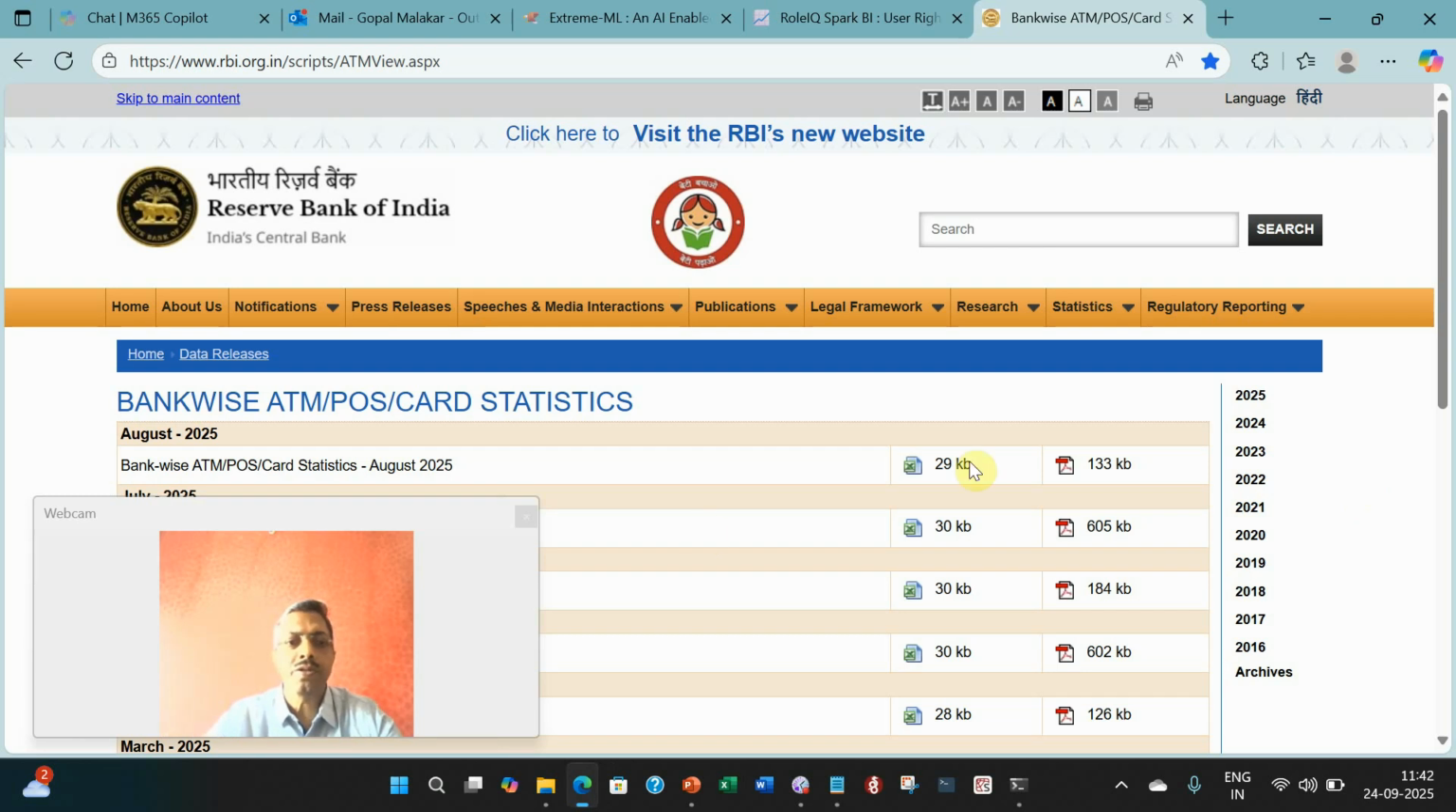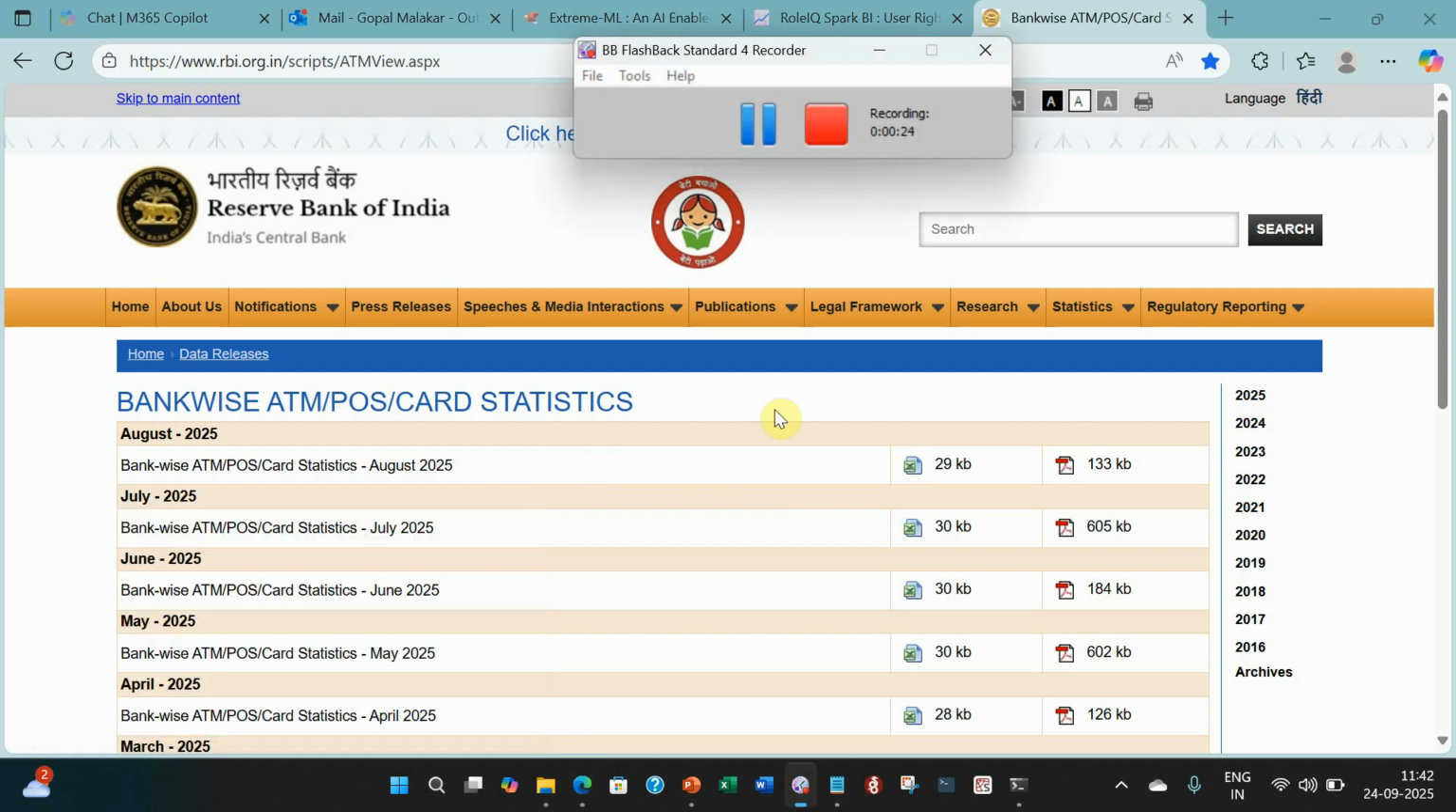RBI has published the data and statistics for August 25. So let's see how the Indian credit card market looks in August 25, how many cards they have added, what the spend is and everything. We will study the industry as well as bank-wise. So without further ado, let's get into the details.